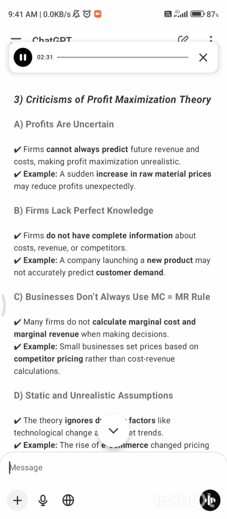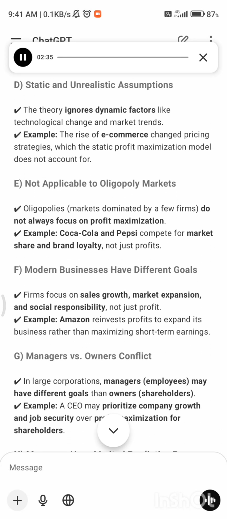D. Static and unrealistic assumptions. The theory ignores dynamic factors like technological change and market trends. Example: the rise of e-commerce changed pricing strategies, which the static profit maximization model does not account for.